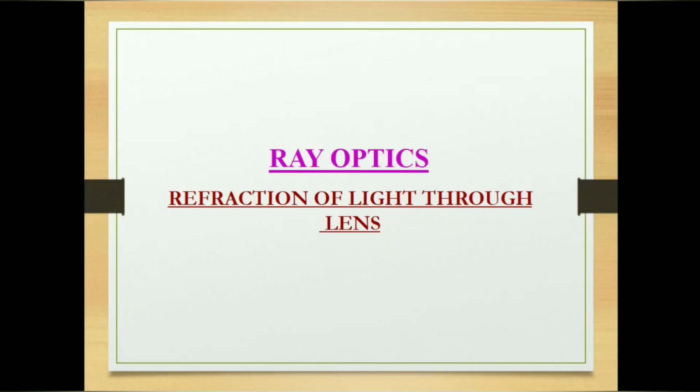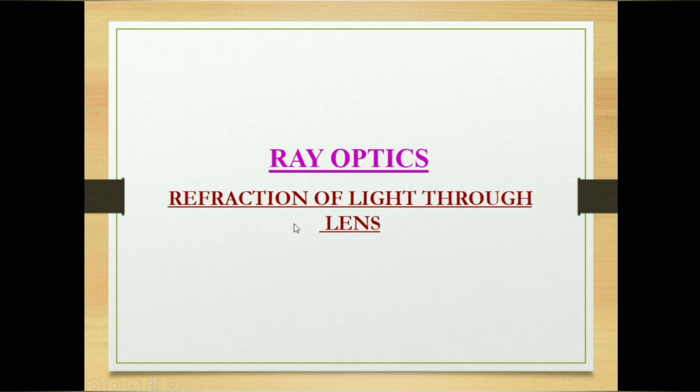Hello everyone. In the previous lecture, we have studied refraction of light through spherical surface and also we derived refraction of light through convex spherical surface. Now this is the next part, that is refraction of light through lens. So we have studied what is refraction of light. Now this refraction of light takes place through the lens.